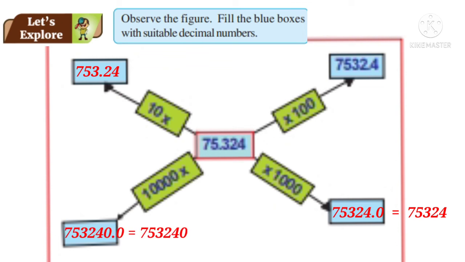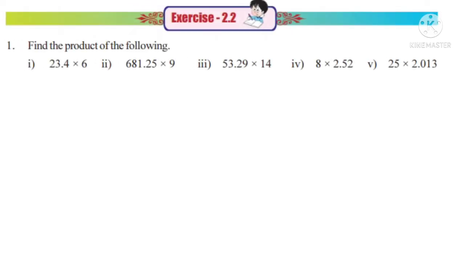After that we should put 0 and then point. So 7,53,240.0, that is 7,53,240. Now let us do exercise 2.2. First problem. Find the product of the following 1, 2, 3, 4, 5.